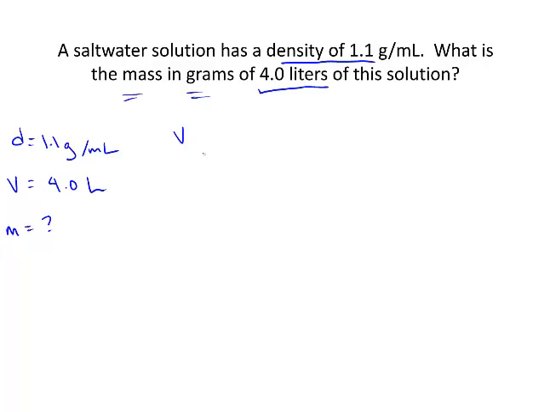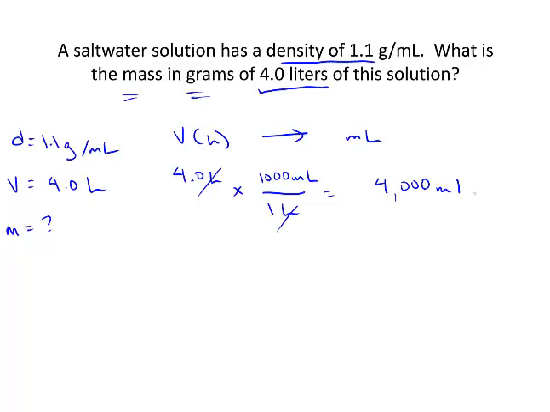So our volume is 4.0 liters. And let's change that over to milliliters. Well, remember there are 1,000 milliliters in 1 liter. So we multiply those together. We can cancel out the liters, and that will give us units of milliliters. So 4 liters corresponds to 4,000 milliliters. Now we're ready to go on with the problem.